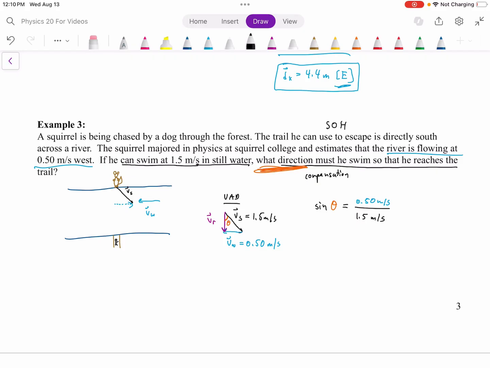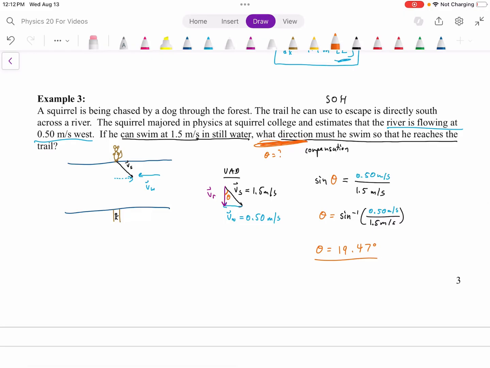Opposite over hypotenuse. Okay, now we didn't want to solve for the sine of the angle. We wanted the angle itself. So to get rid of that sine, we need to take the inverse sine of both sides. And doing that gave me that theta was 19.47 degrees.